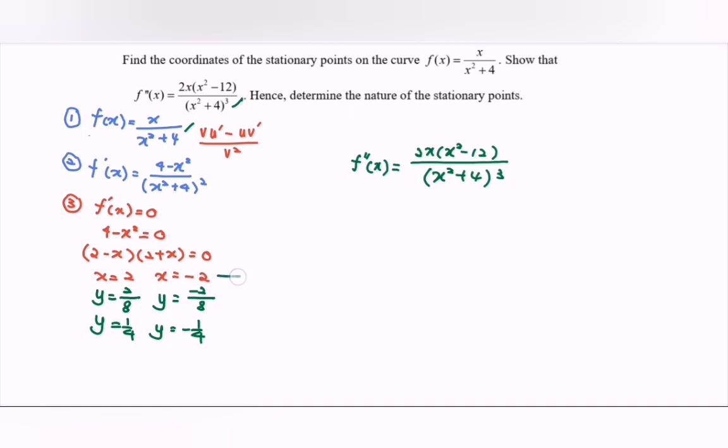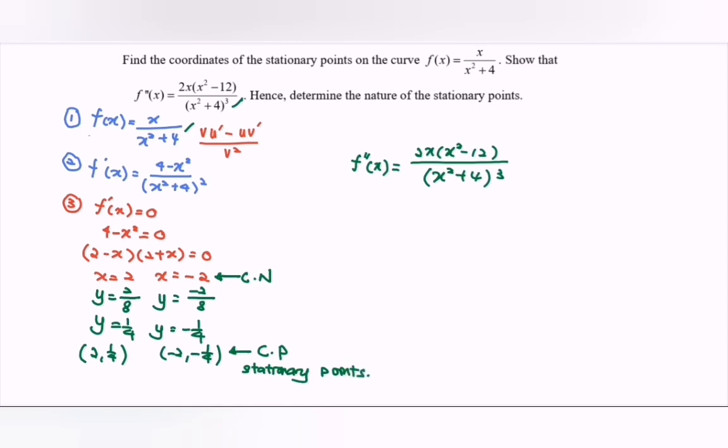So here we have the critical numbers. Then we have the points (2, 1/4) and (negative 2, negative 1/4), where we have the critical points, or we can say stationary points.